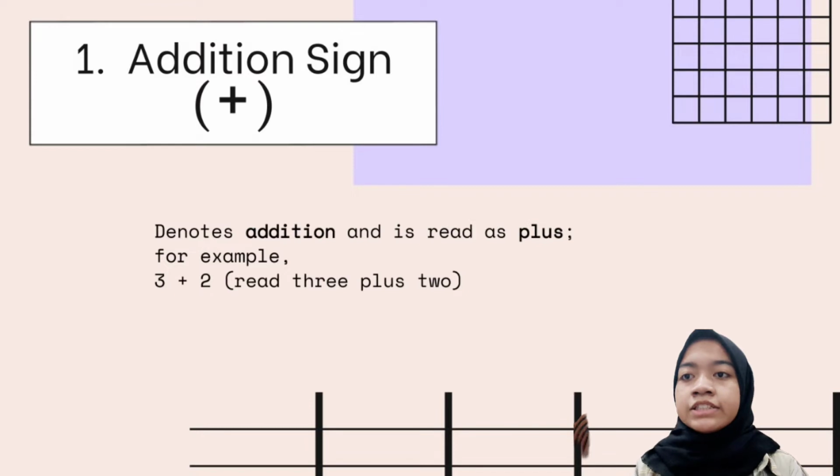We're talking about the first one. The first one is the addition sign. Plus denotes addition and is read as plus. For example, 3 plus 2.